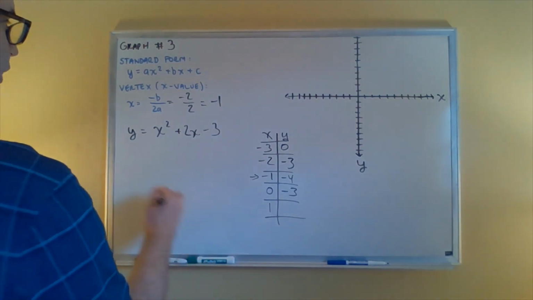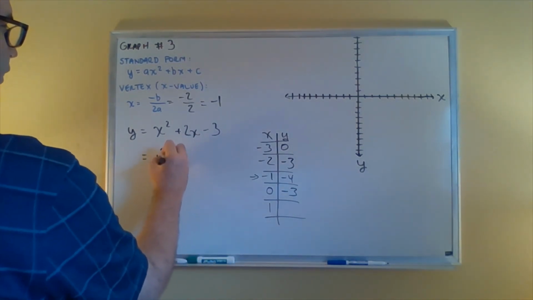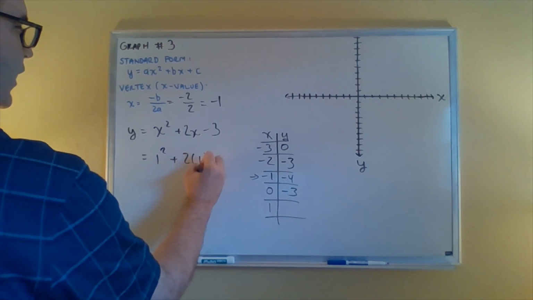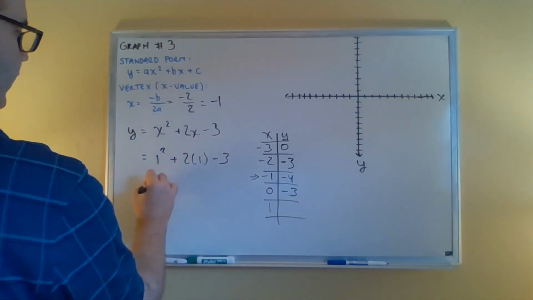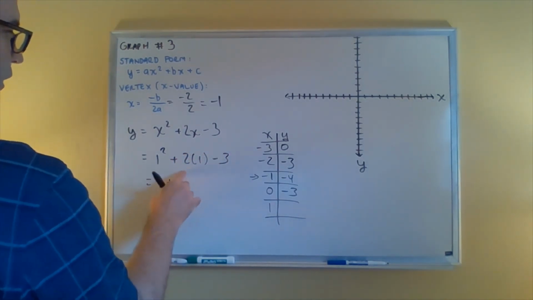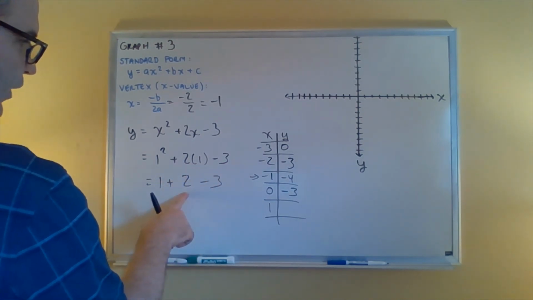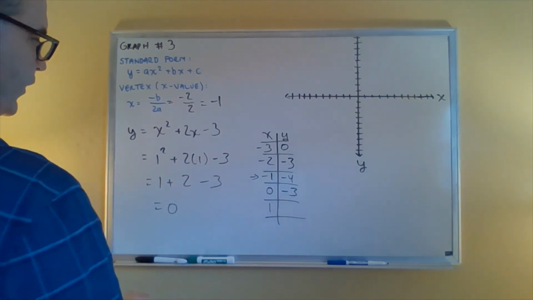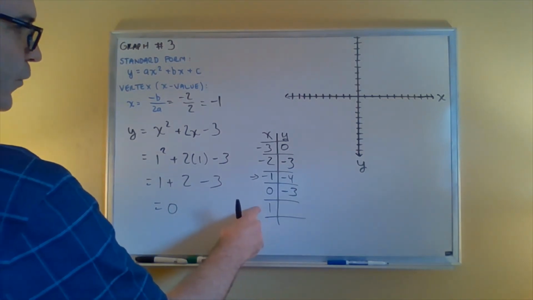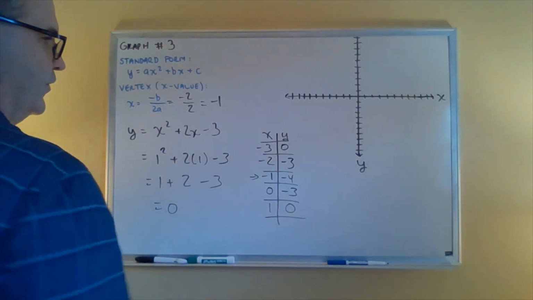And finally, we're going to plug in 1. We get 1 squared plus 2 times 1 minus 3. Well, 1 squared is just 1. 2 times 1 is 2, minus 3. So 1 plus 2 is 3. 3 minus 3 equals 0. So when x is 1, y is 0.